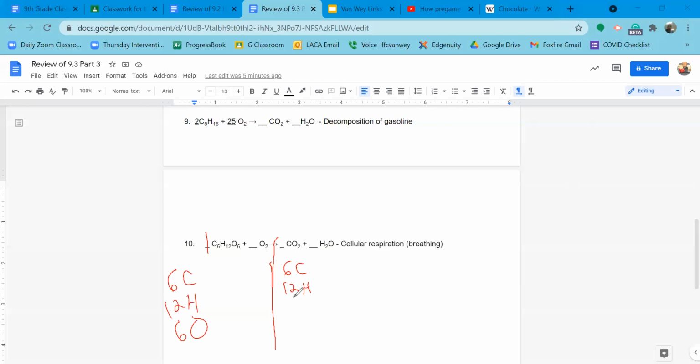To make 6 carbons, okay, carbon dioxide has carbon 1 at a time. So that means I have 1 carbon dioxide. I'm sorry, that doesn't mean I have 1 carbon dioxide. It means I have 6 carbon dioxides. 6 CO2s will give me the 6 carbons that I need. Okay. If I have 6 CO2s, that's going to give me 6 times 2. It's going to give me 12 oxygen.